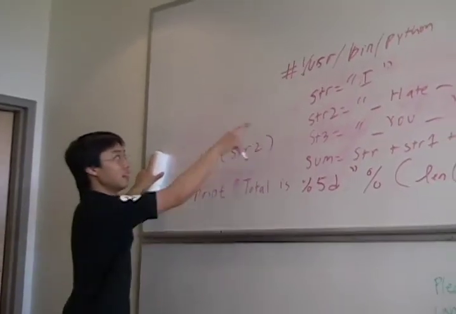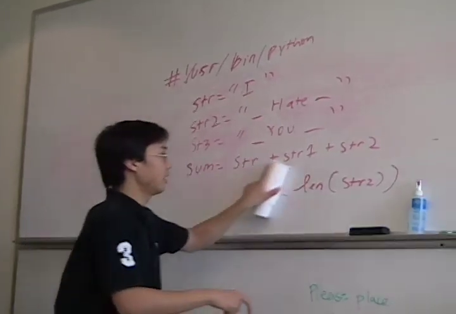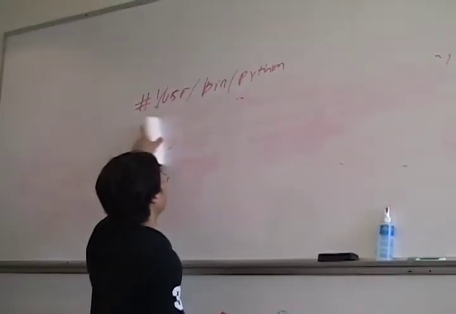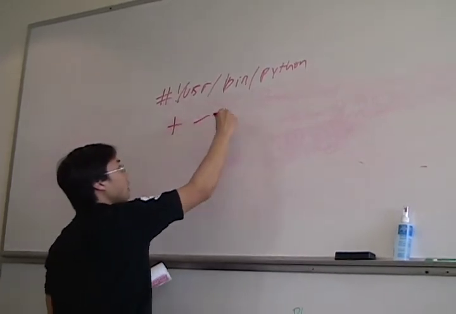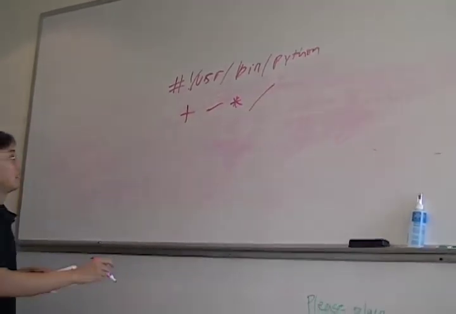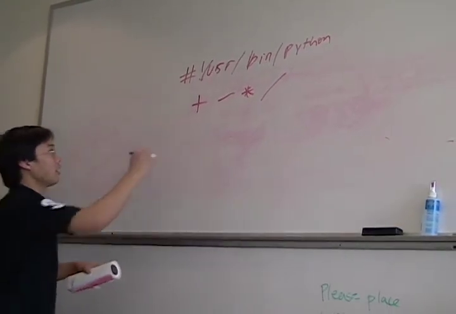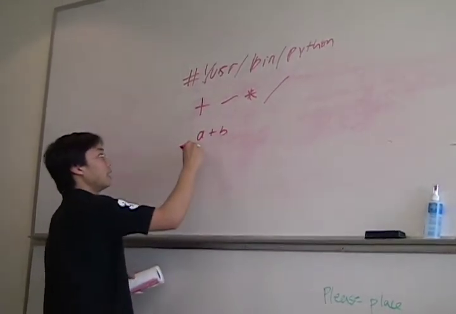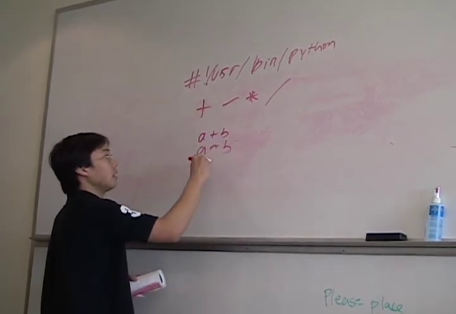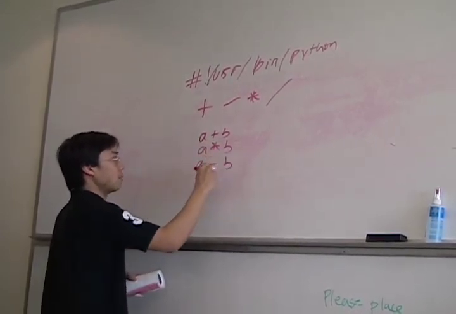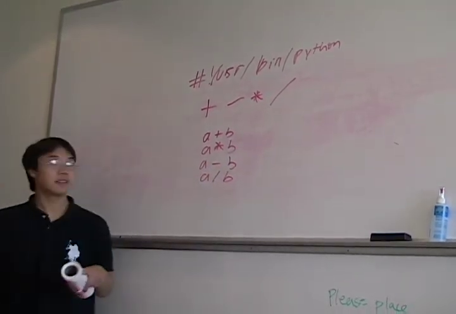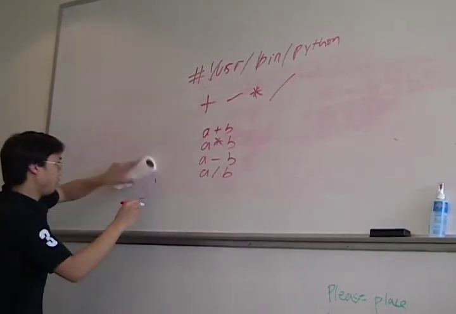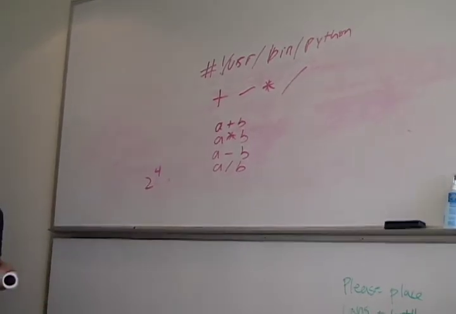Okay, so let's do number operations then. You can do add, subtract, multiply, and divide. I think that's it, yeah. So I can do a plus b, a times b, a times a minus b, a divided by b. Here's a nice thing. How do you do a power? If I want to do 2 to the 4th power, how do you do that?